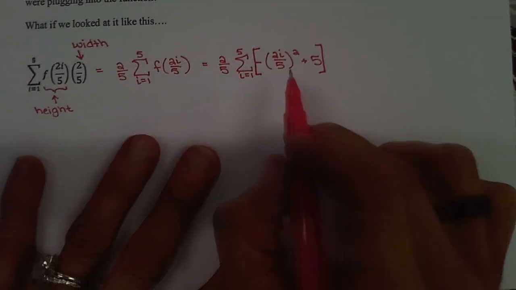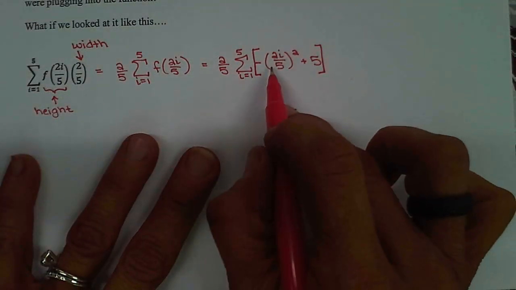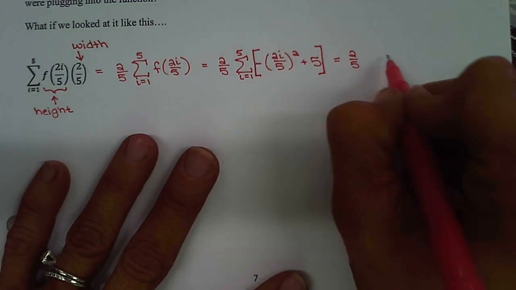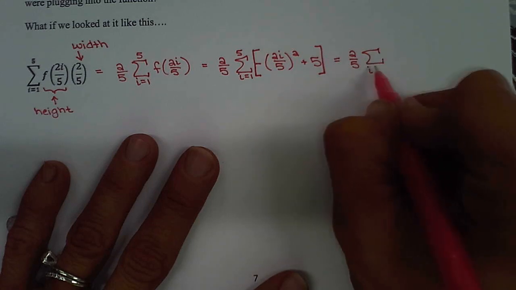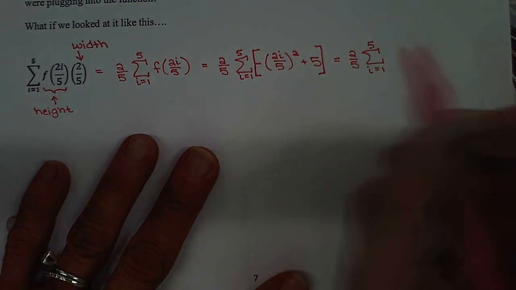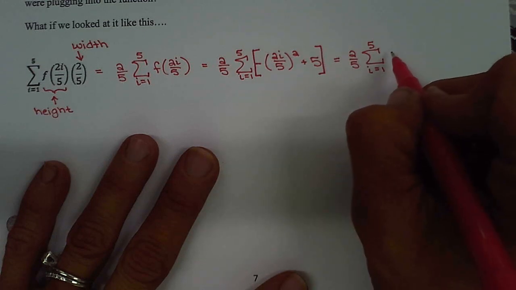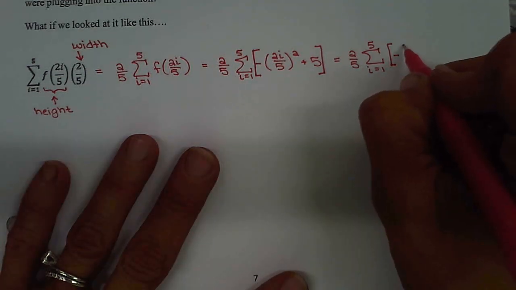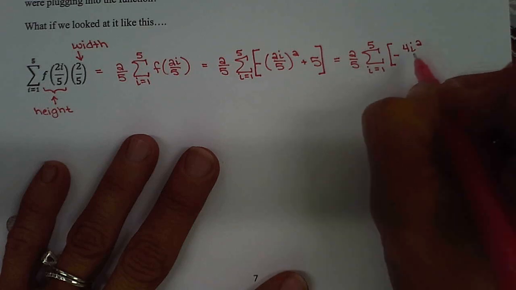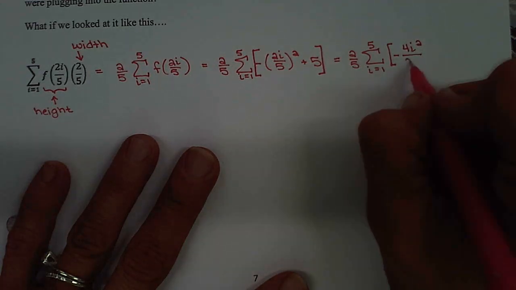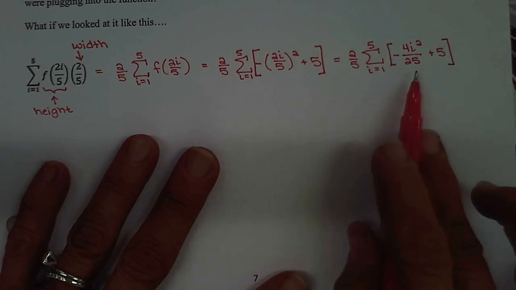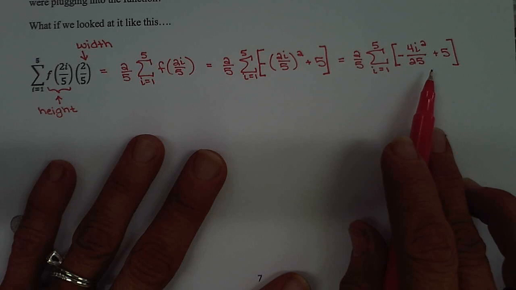Then I'm going to simplify here and square this term so that it becomes 2/5 times the summation from i equals 1 to 5. That negative is going to stay a negative. A 2i over 5 squared: the 2 squared is a 4, then we have the i squared, and 5 squared is 25. And then we have the plus 5. So now this is what I'm finding the sum of.